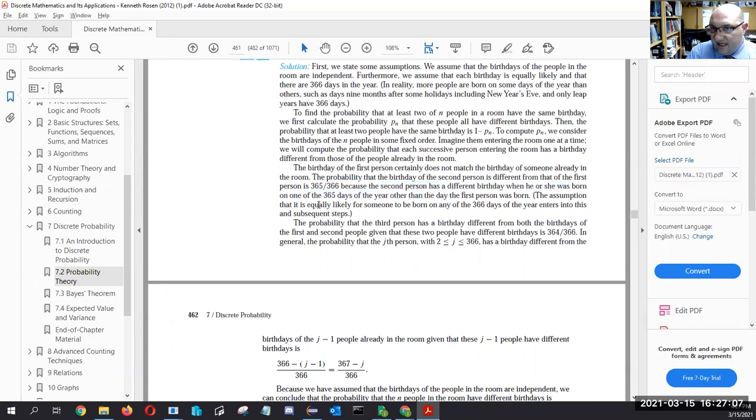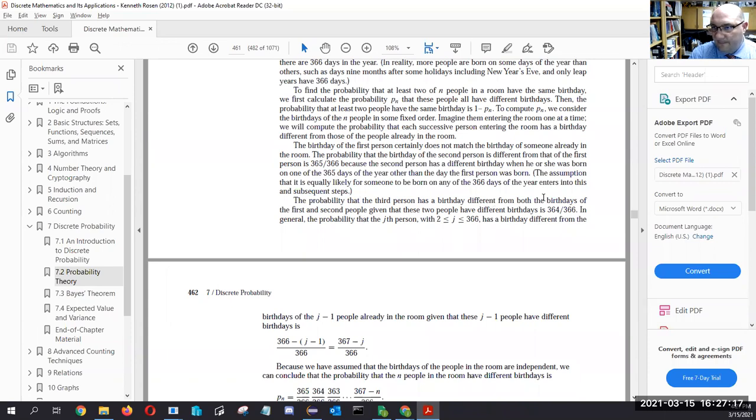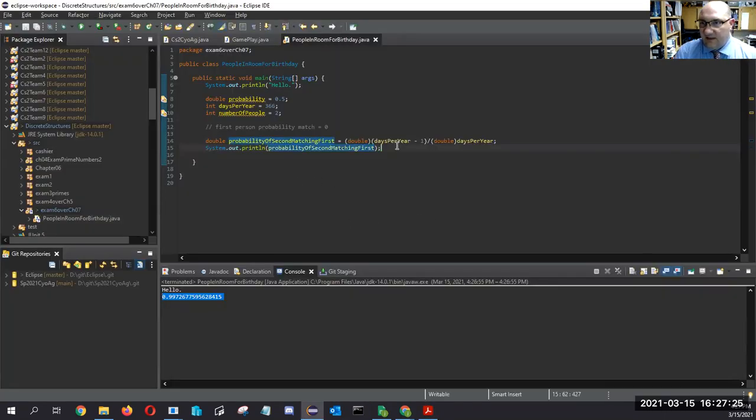The assumption is that it is equally likely for someone to be born on any of the 366 days per year. In theory, if we assume they're all equally likely. Now, the third person is going to be 364. So we come in here.